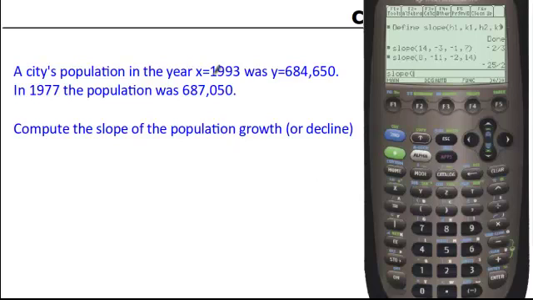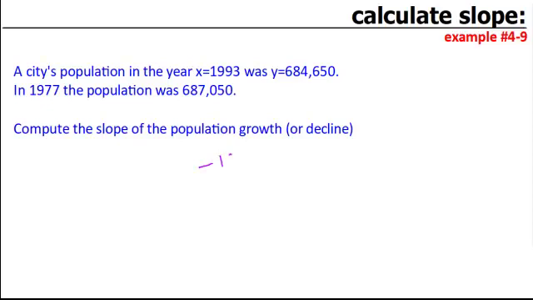I can enter my coordinates as the values: 1993, comma, 684,650, comma. Don't use a comma in your number to indicate the thousands. It won't work for this. My next number is 1977, comma, 687,050. Close that off, and when I hit enter, I'll get my solution, which should be negative 150. Is that consistent with what you were expecting? A negative number, again, seems realistic.